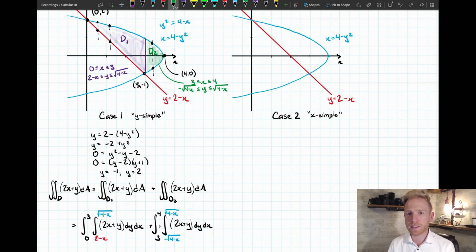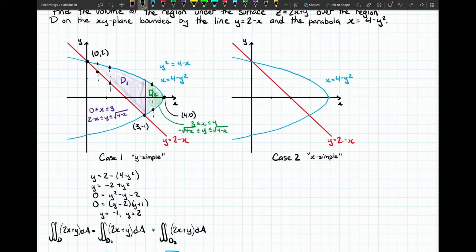So why don't we try seeing what horizontal cross sections can do here? Now the good news is we've already got our intersection points. We've discovered the intersection point (0, 2) and another intersection point (3, -1). And let's see what happens as we vary our y values from -1 up to 2.